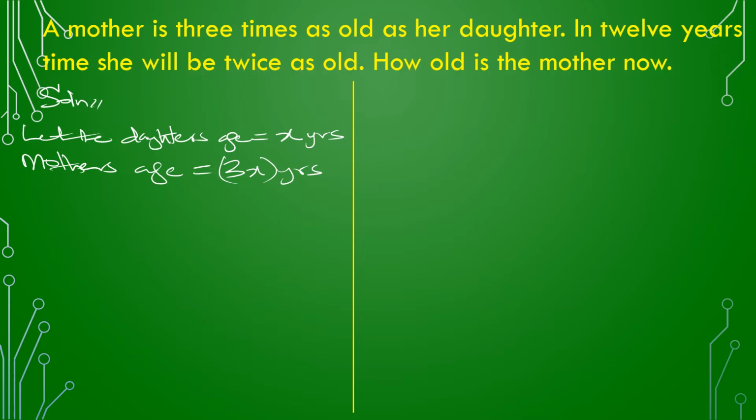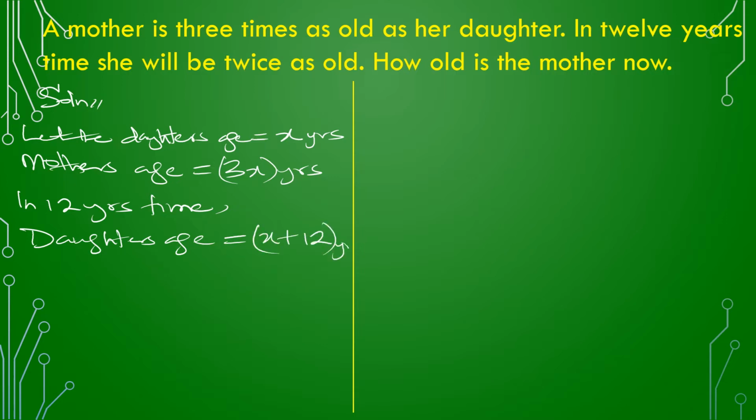Now what this means is that in 12 years time, the daughter's age will be what? X plus 12 years. And the mother's age will be what? 3x plus what? 12 years. Okay, now we have gotten these 2 statements, but the equation is not complete.